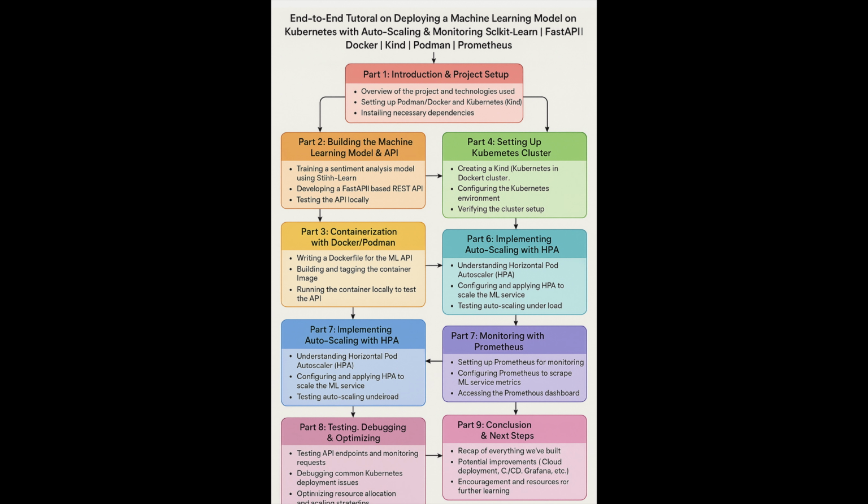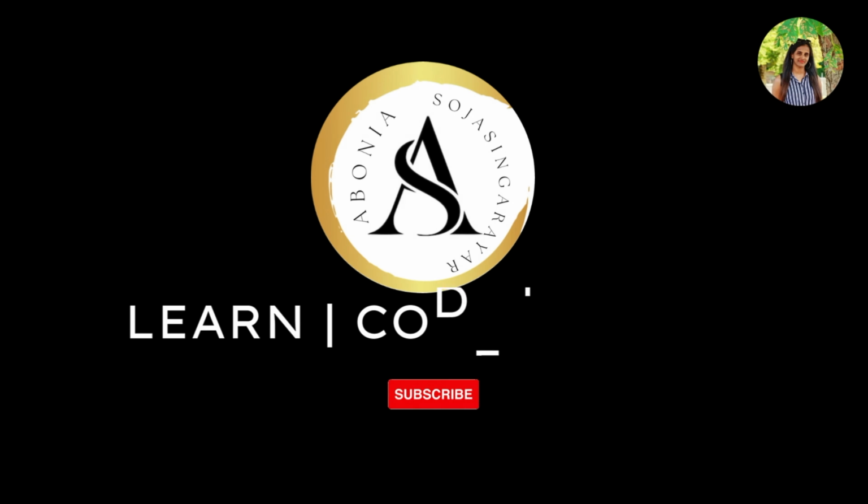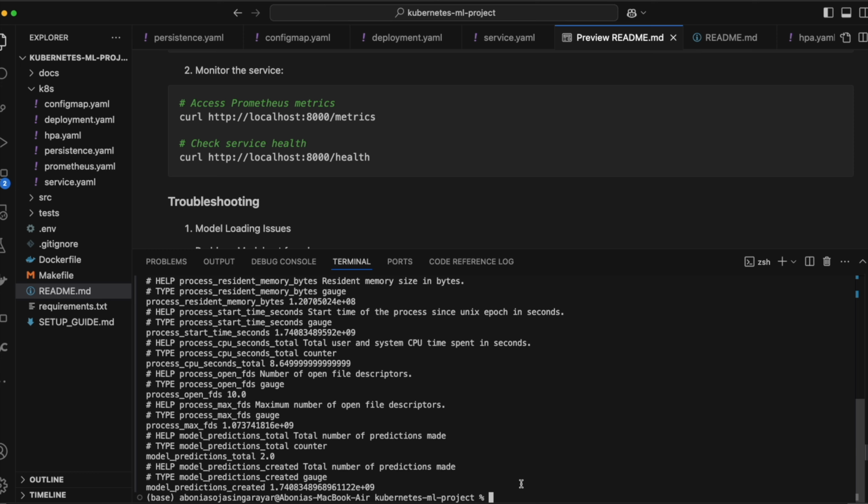So welcome back to the continuation of our tutorial series on deploying a machine learning model on Kubernetes. In this part, we will be seeing a few other Kubernetes commands to debug the deployment issues, and also we'll be discussing optimizing the resource allocation and scaling strategies. And now we have several other commands that we should be aware of.